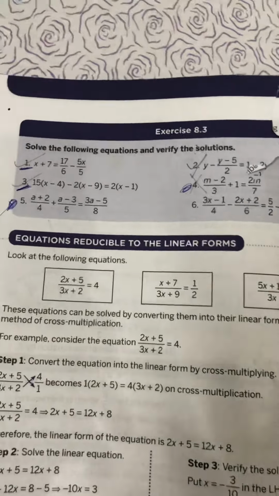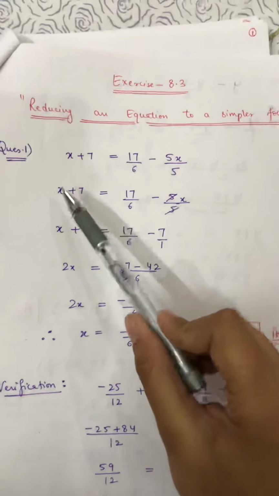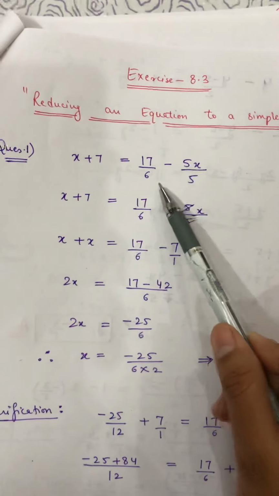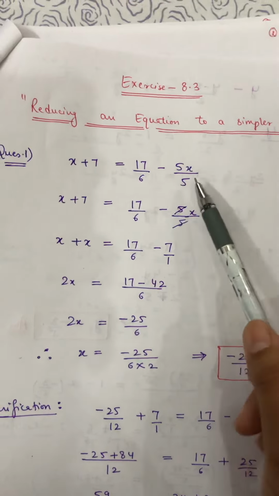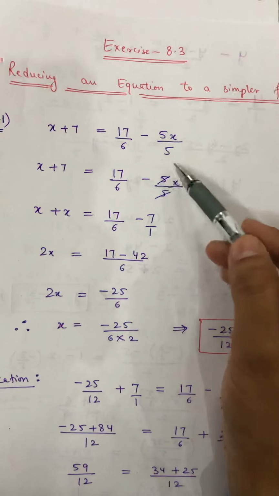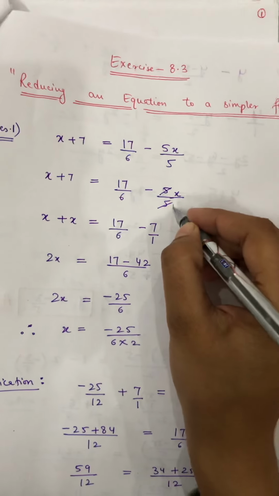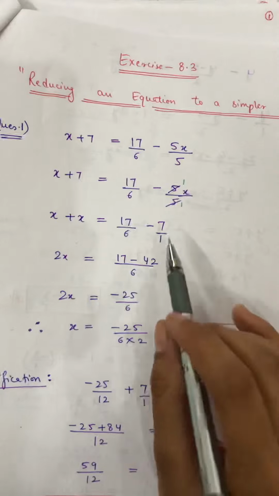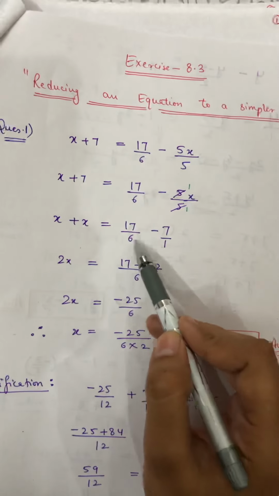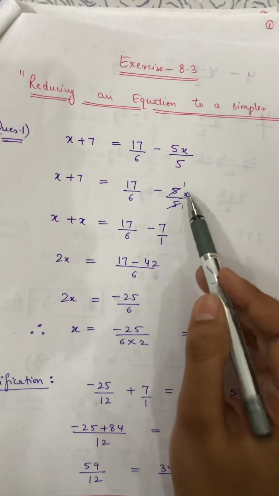So I'll tell you one part of this 8.3. First question: x plus 7 is equal to 17 upon 6 minus 5x upon 5. First of all, the 5x and 5 will get cancelled. 5 ones are 5 and 5 ones are 5. So what is left? 17 upon 6 minus x is left.